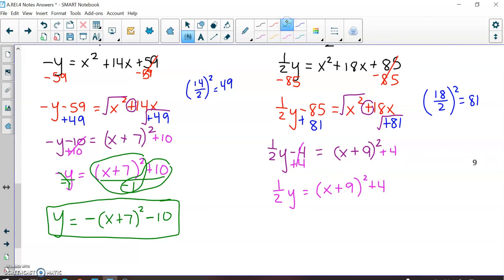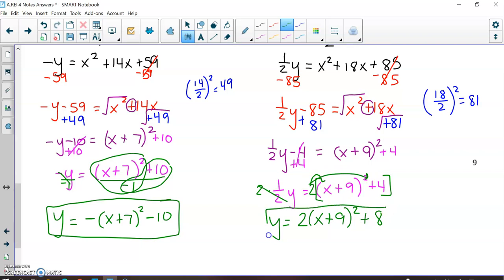And then I'm going to multiply by 2 on both sides. But when I multiply this side by 2, I need to multiply both terms by 2. So technically the x plus 9 squared is just one term in itself. So I leave the 2 on the outside of that. And then plus 2 times the 4 is going to be 8. Now this is in the correct vertex form.